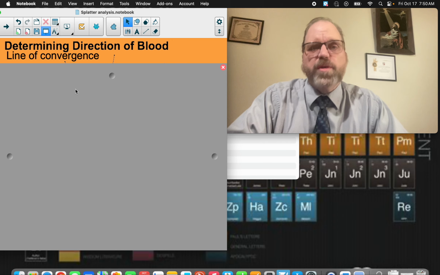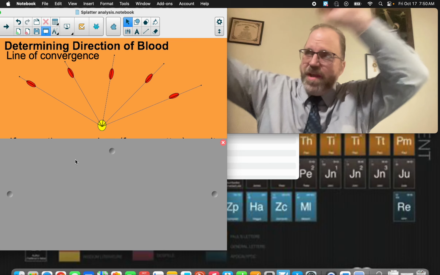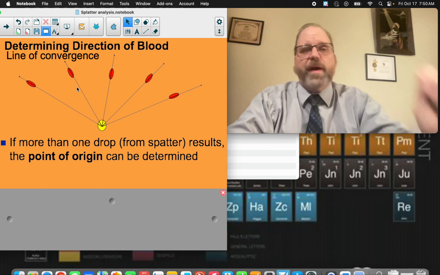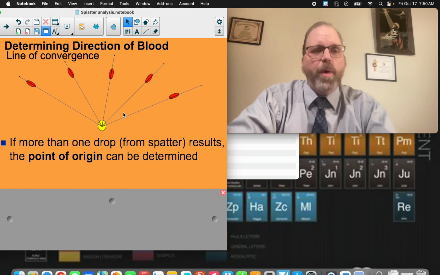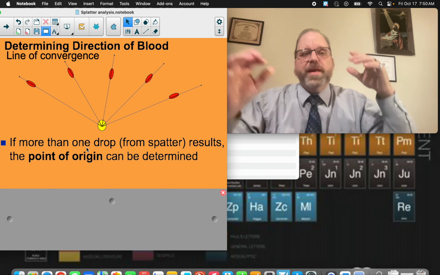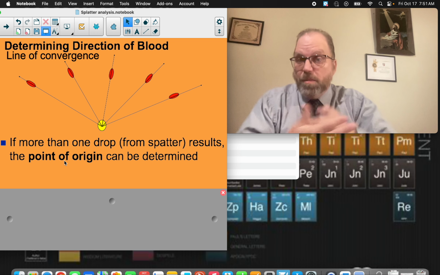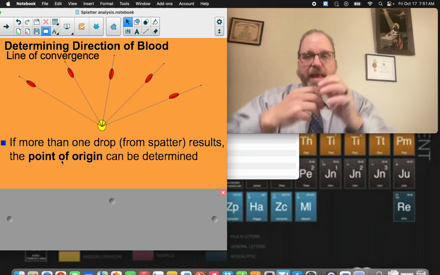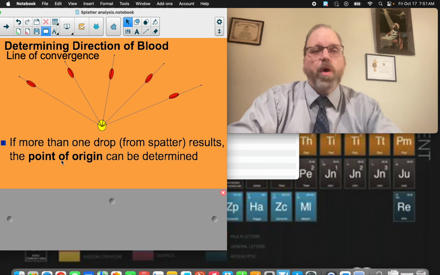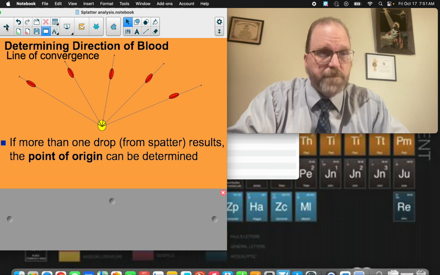Second is the direction of blood through lines of convergence. What does that mean? We take all these lines of convergence, all these directional gravitational spreads, and we pull them back to a single point, and then from there we can identify where the victim was when they were originally attacked, and all those points come together, and that splatter pattern is what we call the points of convergence.